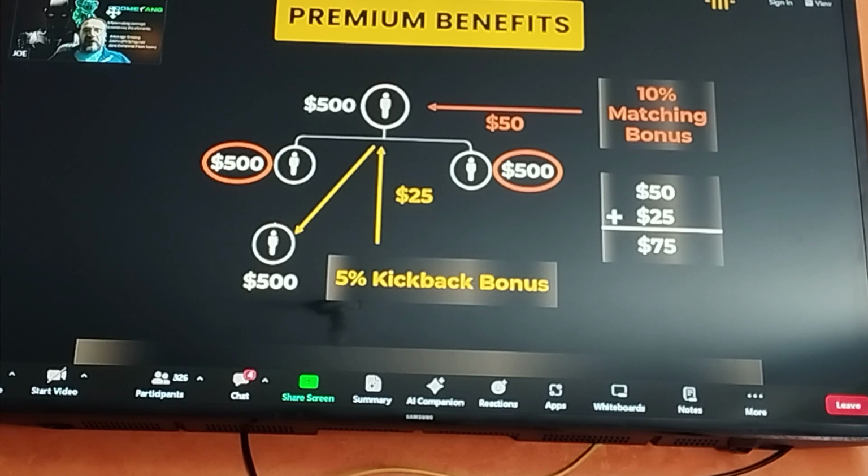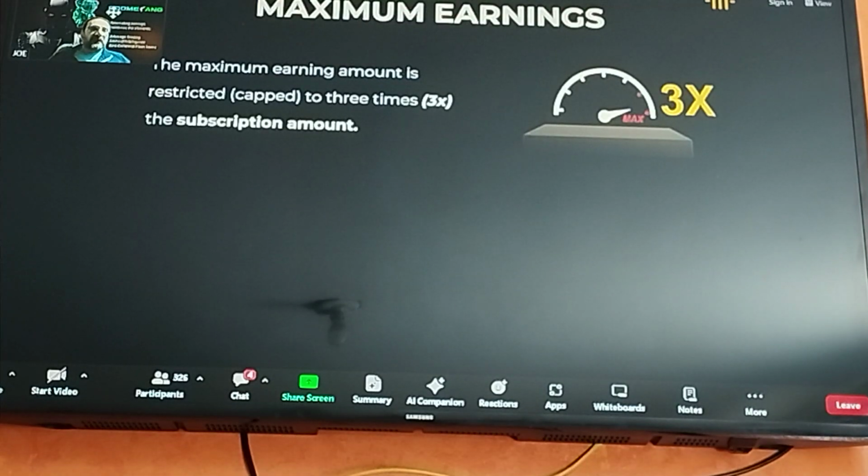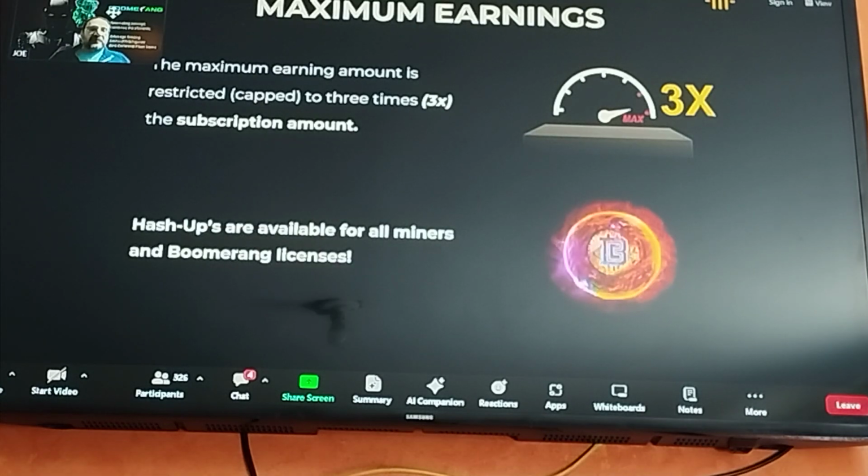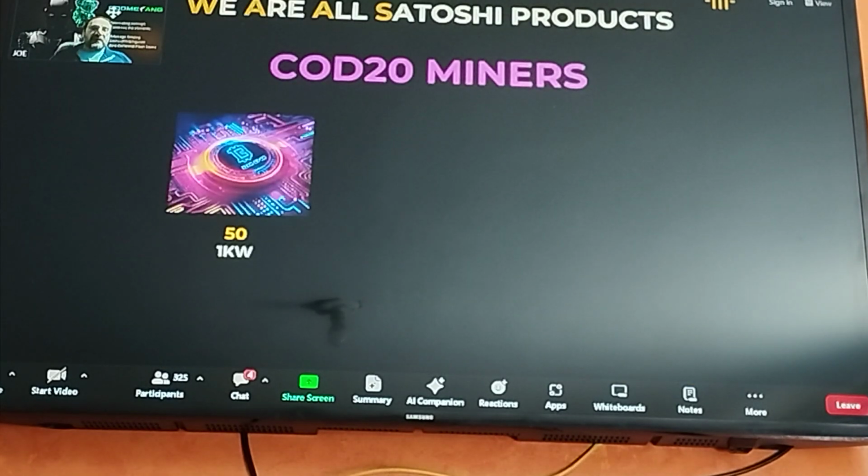And simply by sharing, you are being rewarded for your efforts and your contribution to this ecosystem. But not only that, but your contribution to other people's lives. The maximum earning amount is restricted to 3 times the subscription amount. And hash-ups are available for all miners and Boomerang licenses. So if you buy a $50 miner, your affiliate income potentially is $150.